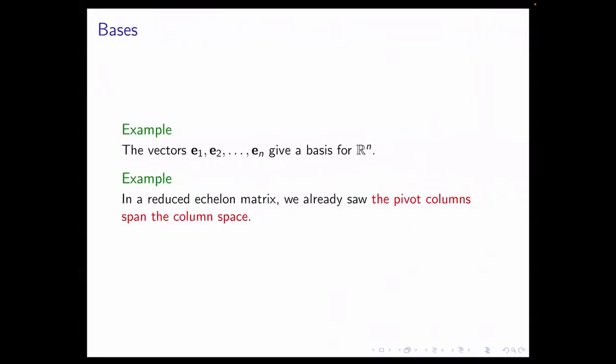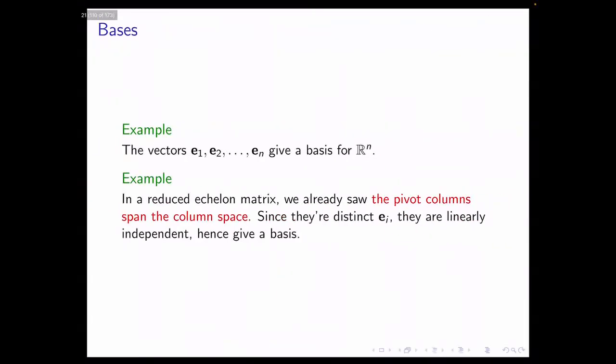In a reduced echelon matrix, we already saw the pivot columns span the column space. Since they are distinct vectors ei, they're linearly independent, so hence they give a basis. So if you look at them, pivot columns look exactly like this.